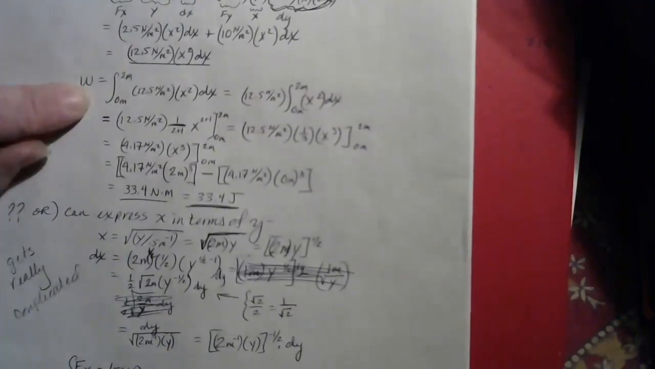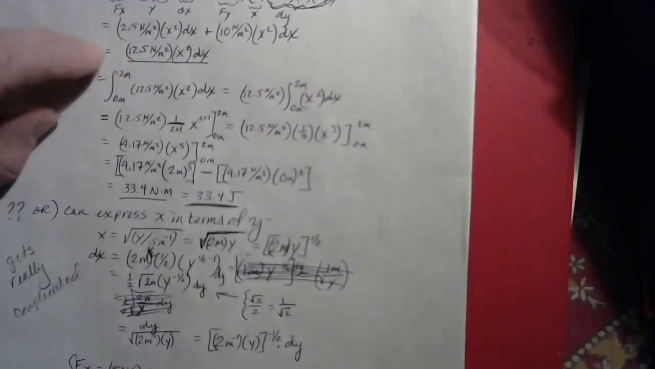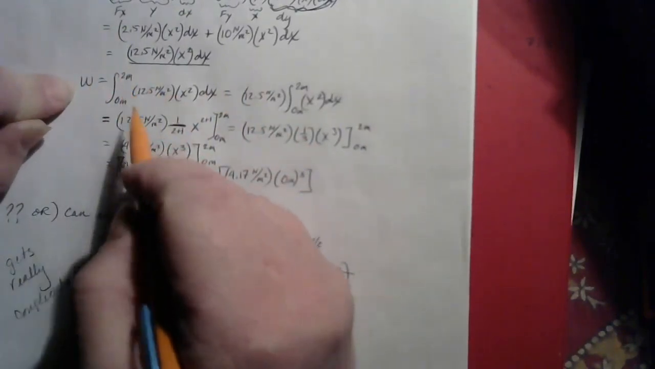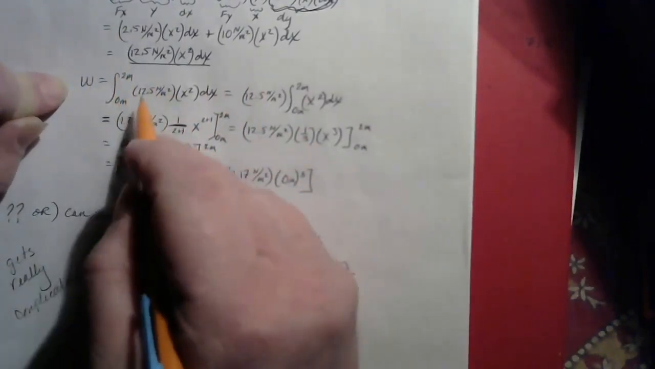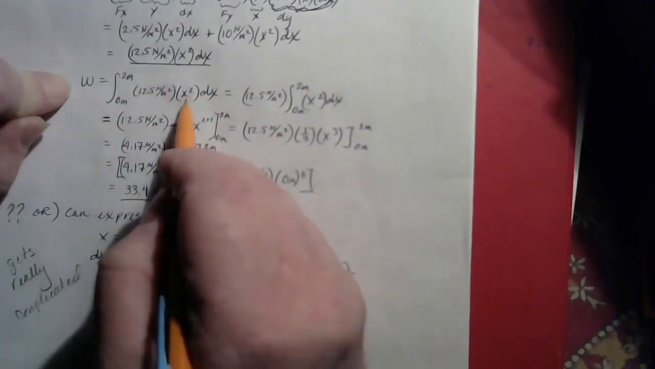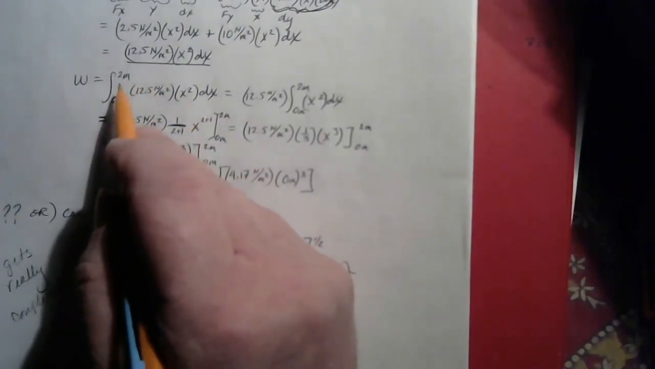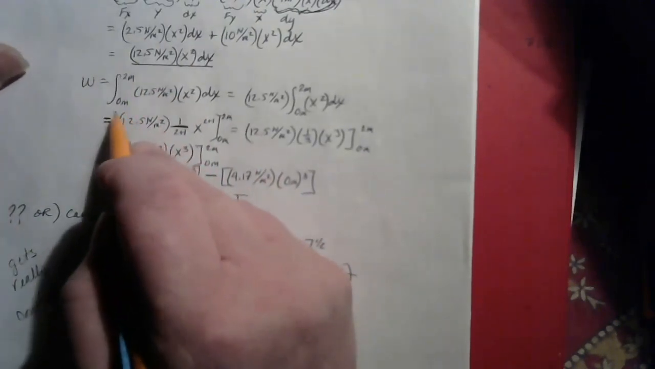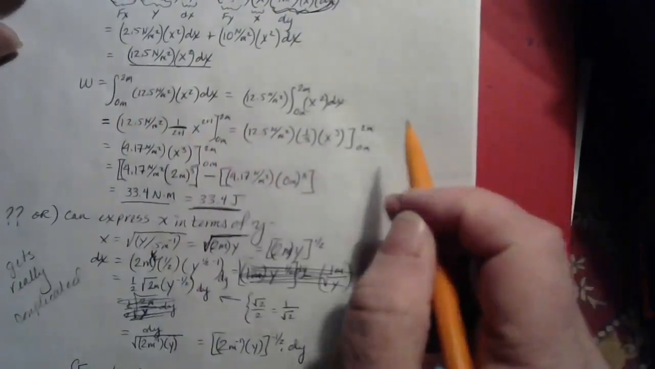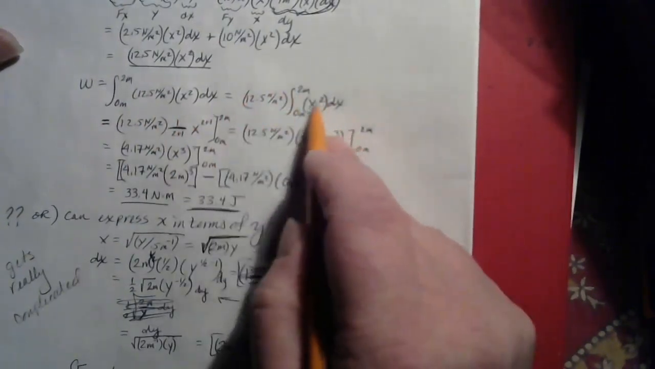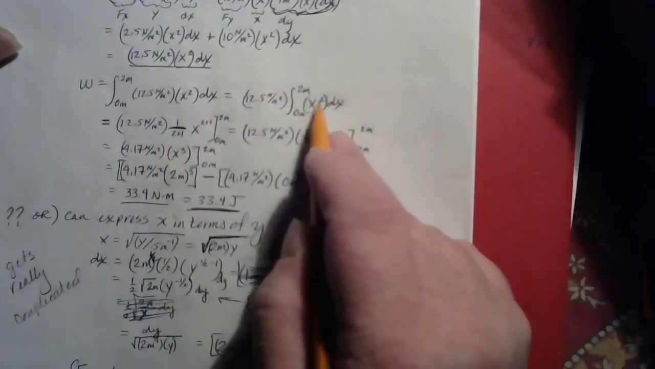This was dw. Work is the integral of that between point A and point B. So work is going to be the integral of 12.5 newtons per meter squared times x squared dx between, since x is the variable here, 2 meters, which is the x term at point B, and 0 meters, which is the x term at the origin. You can take the 12.5 newtons per meter squared outside the integral because that's a constant, so it would be that times the integral of x squared dx.